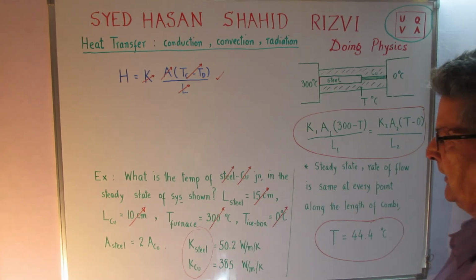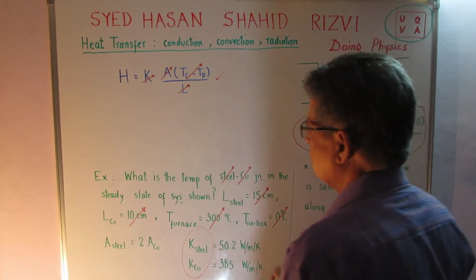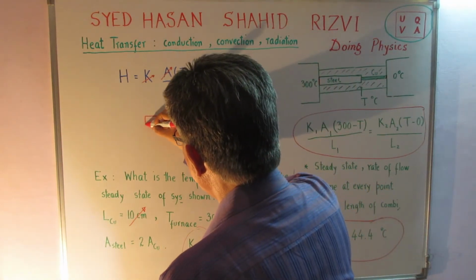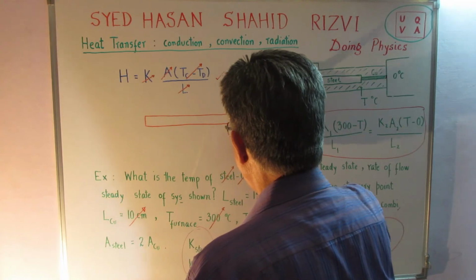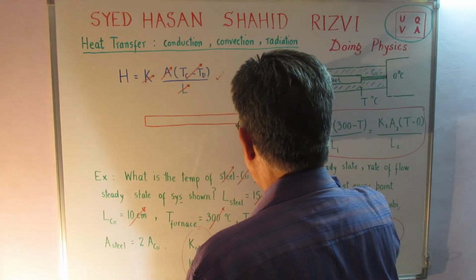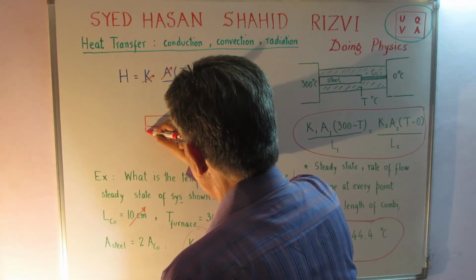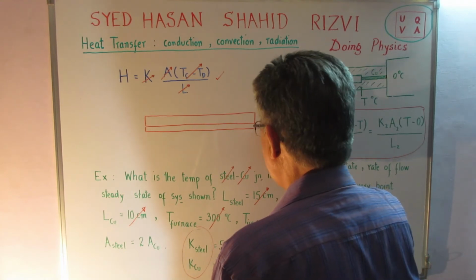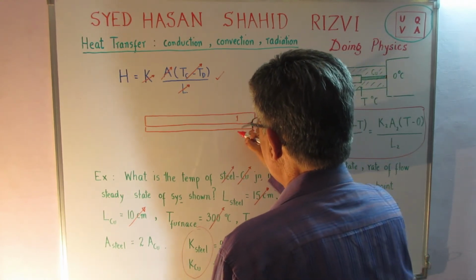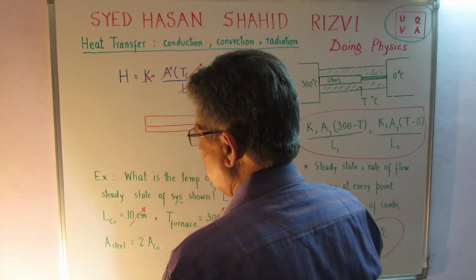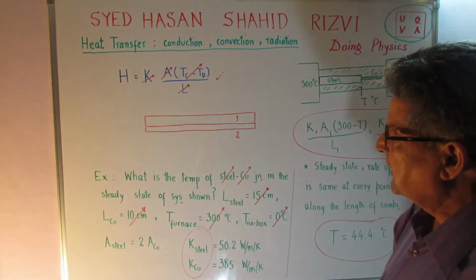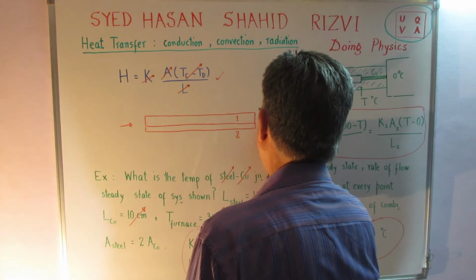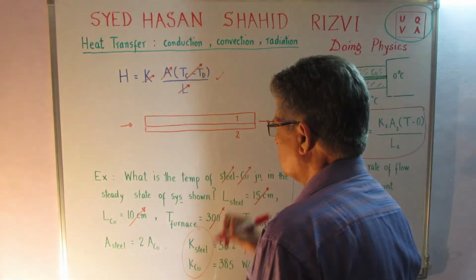There is another possibility, and that is that you can be given 2 rods or umpteen rods joined like this. They may have the same length, but the area of cross section may be different. This is 1, this is 2, maybe there is 3, there is 4, and the heat is injected from one end through a reservoir and is taken out at the other end through another reservoir.